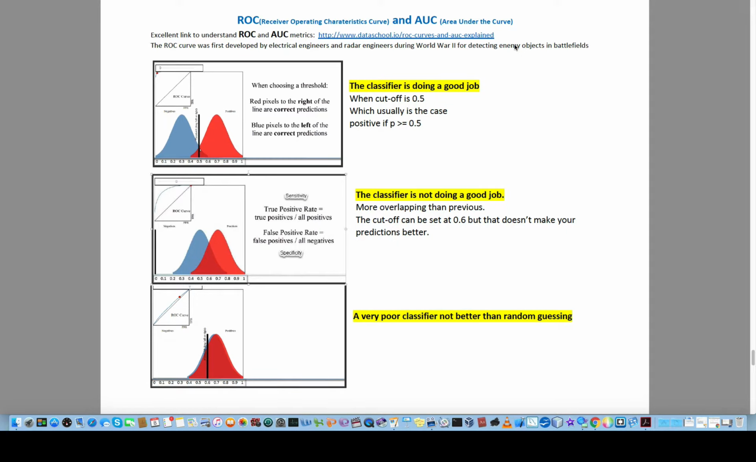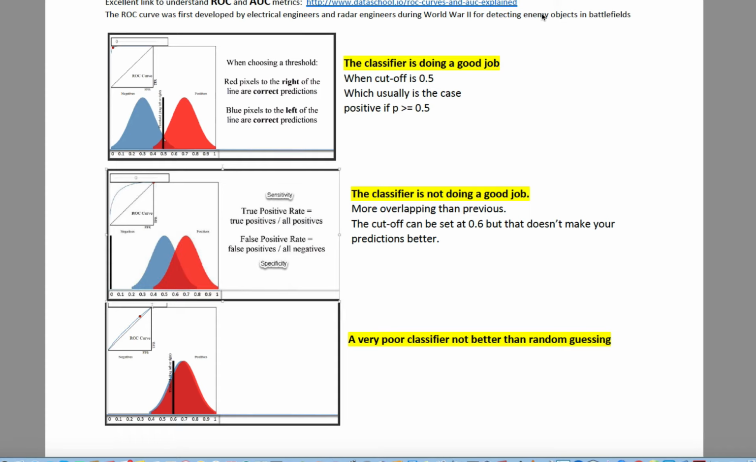Now let's review the last two metrics, which are the faces of the same coin, the ROC and the AUC. ROC means Receiver Operating Characteristics Curve, and AUC means Area Under the Curve. The ROC curve was first developed by electrical engineers and radar engineers during World War II for detecting enemy objects in battlefields, after the experience in the Pearl Harbor attack.